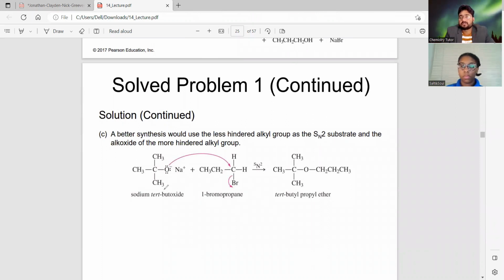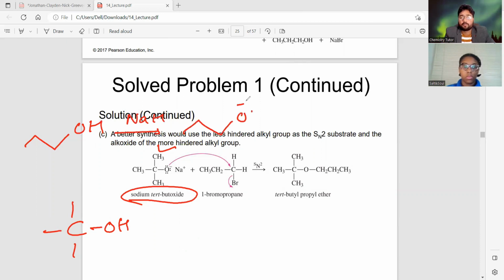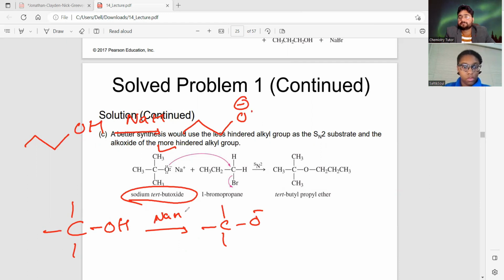So the better synthesis is, instead of using propoxide, why can't we use sodium tertiary butoxide? Earlier I used propyl alcohol. In the previous method, we reacted propyl alcohol with sodium hydride and generated propoxide. Now, if I use tertiary butyl alcohol reacting with sodium hydride, I will get sodium tertiary butoxide.